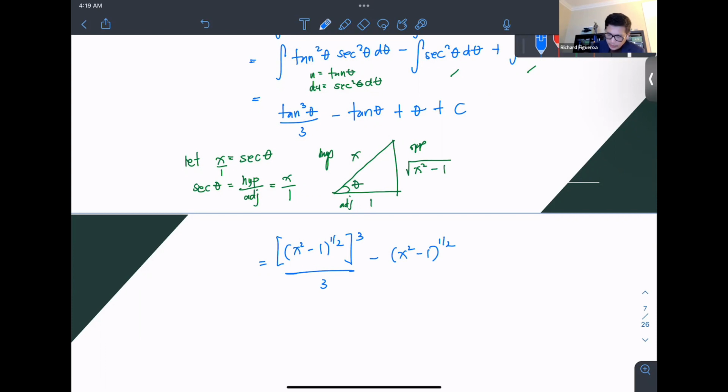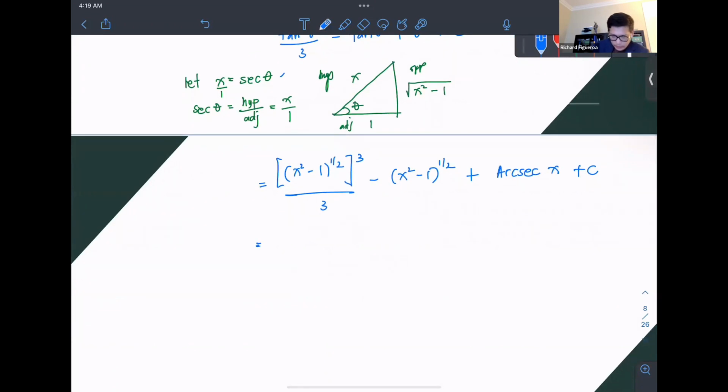And then plus theta. So theta can be taken here. So theta would be arc secant of x. Arc secant of x. And plus c. So we can have this one as x squared minus 1 raised to 3 all over 2 all over 3. And minus x squared minus 1 raised to 1/2 plus arc secant of x plus c.